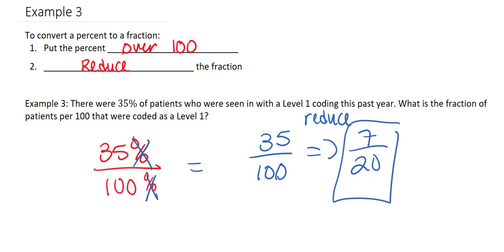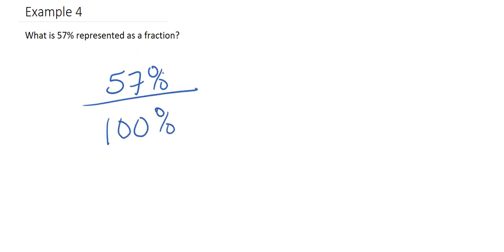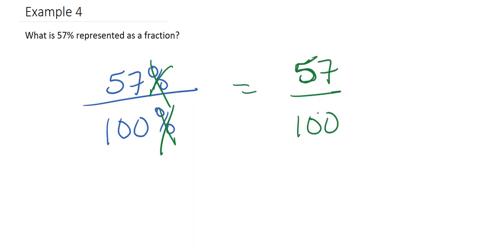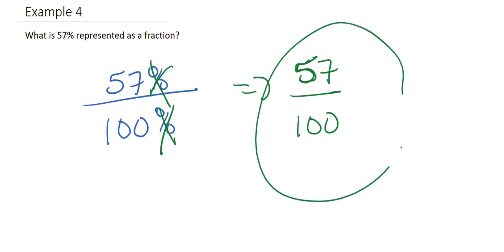Now, let's look at the last example. So example 4, what is 57% represented as a fraction? So we have 57%, let's put it over 100%, and these cancel out, and we're left with 57 over 100, and that would be our solution because that's reduced.